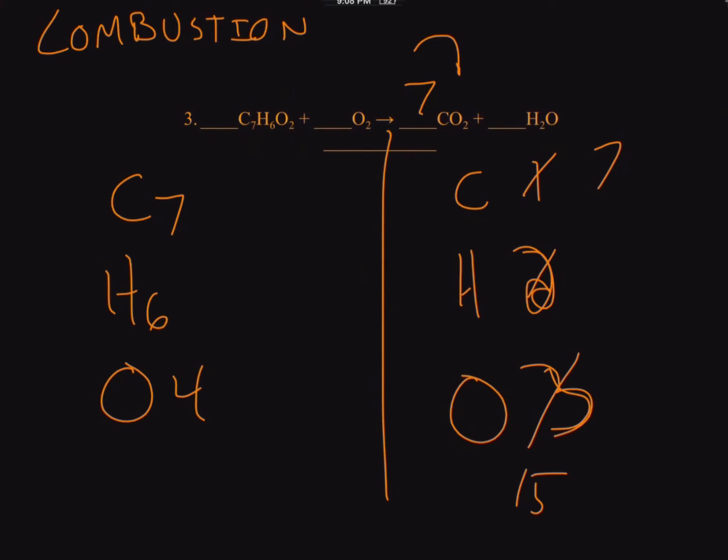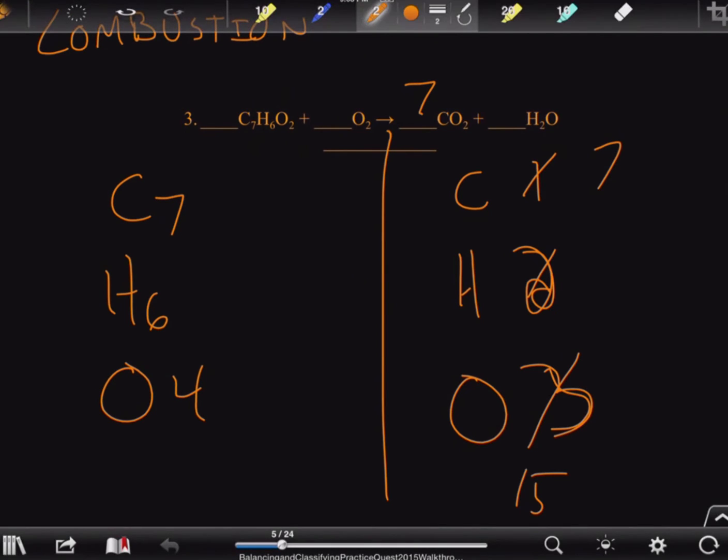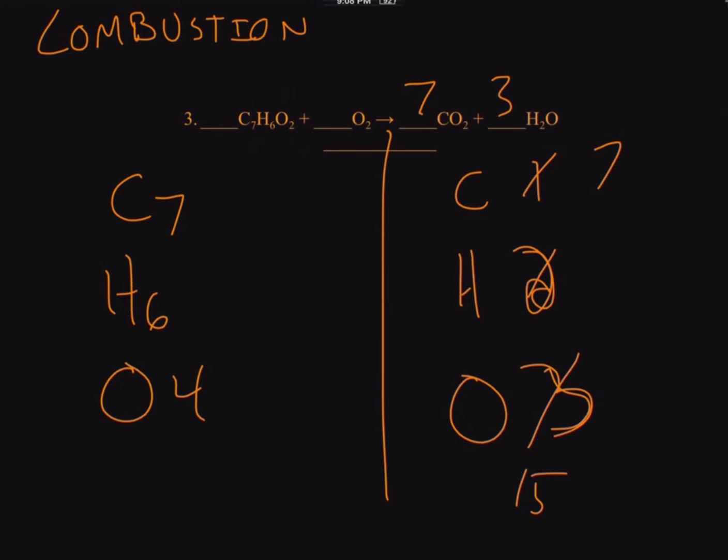Now the problem you're going to run into here is that I end up with an odd number of oxygens. Because I've got 6 hydrogens on the left, 2 on the right, the first thing I'm going to try is to put a 3 there.